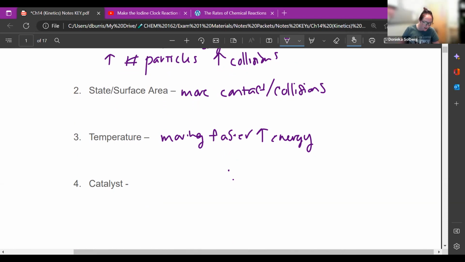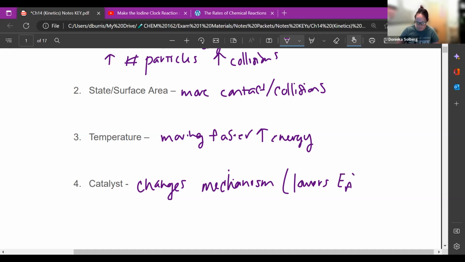And then a catalyst essentially will speed up a reaction by changing the mechanism. Changes mechanism, makes it easier. Essentially, it lowers the activation energy. So whatever the mechanism or the way they need to collide is easier for them to do. Please note, catalysts are never used up in a reaction. They can be used over and over and over, just like they had mentioned for a matchmaker.